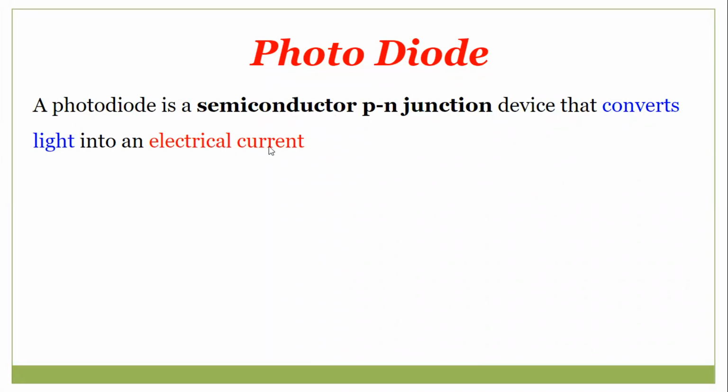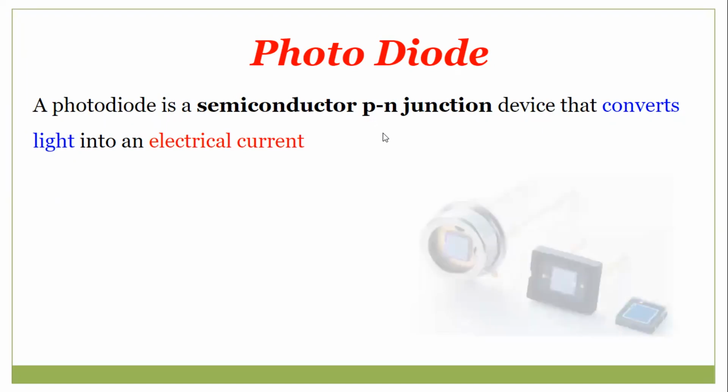into electrical current. So this is a diode which is used for converting light to electricity. The name itself indicates: photo means light, diode means it is a semiconductor PN junction. So how is it going to convert light into electricity? What is the internal structure of this photodiode and how is it going to work?